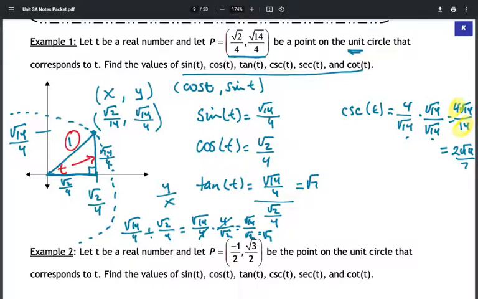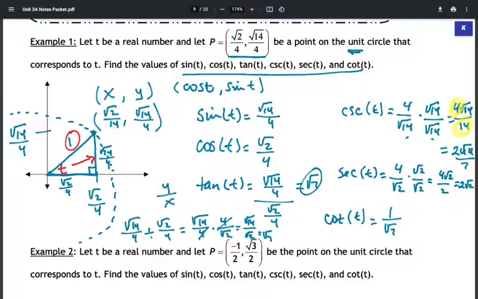All right, secant of t equals 4 over the square root of 2. You'll rationalize it by multiplying by square root of 2 over square root of 2. So that becomes 4 square root of 2 over 2, which simplifies to be 2 square root of 2. And then the cotangent of t, we ended up with this for tangent, so it's the reciprocal of that. So it'll be 1 over square root of 7. Again, we need to rationalize it, so we'll multiply it by square root of 7 over square root of 7 to get square root of 7 over 7. All right, so that's our 6 trig functions.